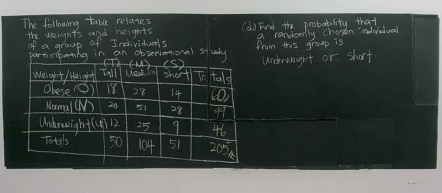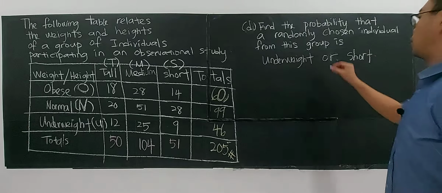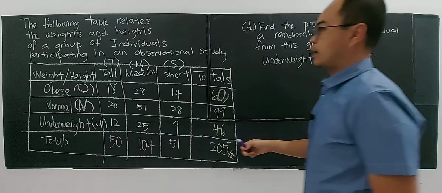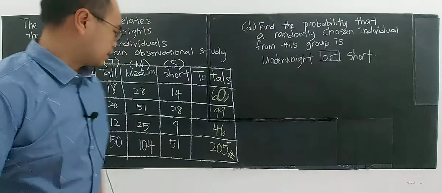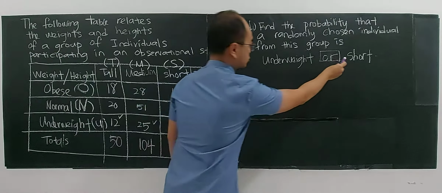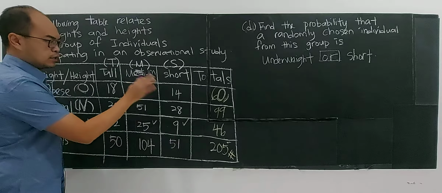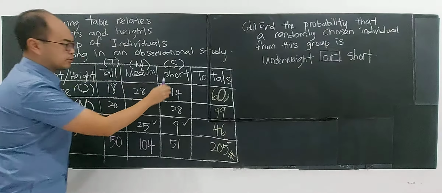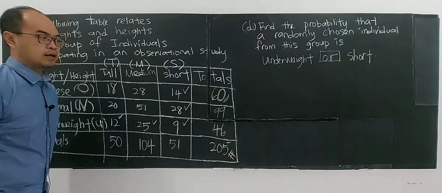How about this? Find the probability that a randomly chosen individual from this group is underweight or short. They use the word or. Underweight or short here means that if you look here, underweight, we have three of these: 12, 25, 9. So this is all the category of underweight. Or short. Even though it's not underweight, it's either obese or normal, but in the category of short, we still accept it.